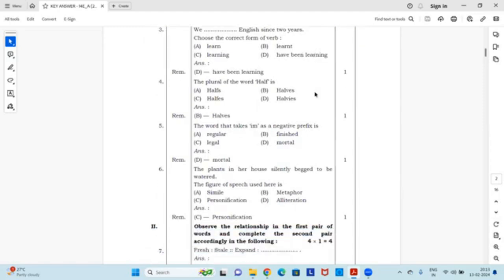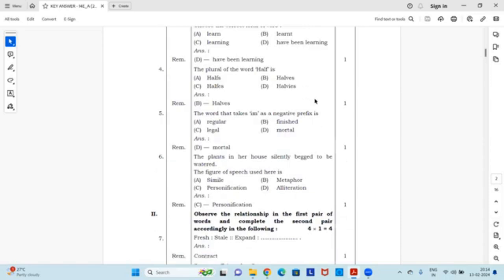Next, fourth question. The plural of the word half is halves, halves, halves, and halves. Here both pronunciations are the same, but the spellings are different. So kindly observe it. The option B is the right option, halves.